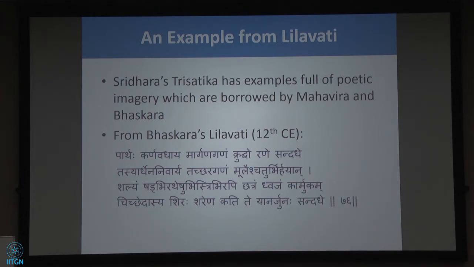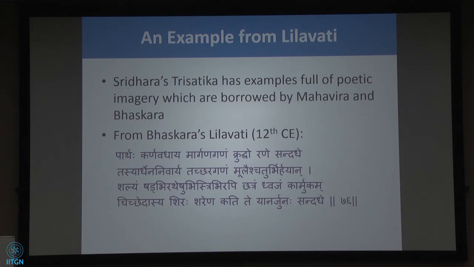This one here says, Partha Karnavadaya Marganaganam Krudhorane Sandade. Arjuna, getting enraged in battle, picked up a bunch of arrows in order to kill Karna. Tasya ardhena nivarya tacharaganam mulais chaturbhir hayan. So of the bunch that he grabbed, he discharged half those arrows and destroyed Karna's arrows. And then he took 4 times the square root of what he picked up, and with that he destroyed Karna's horses. Shalyam Shadbihi, destroyed his spear with 6 arrows.